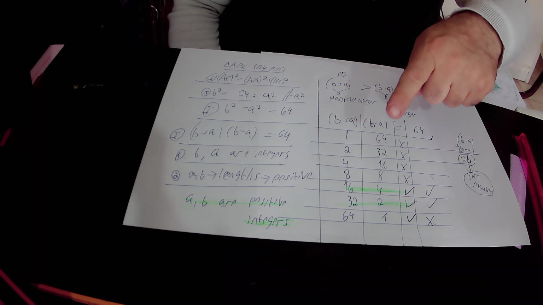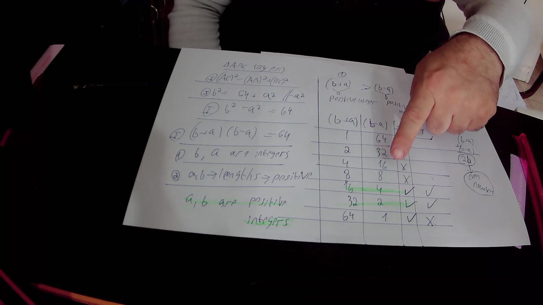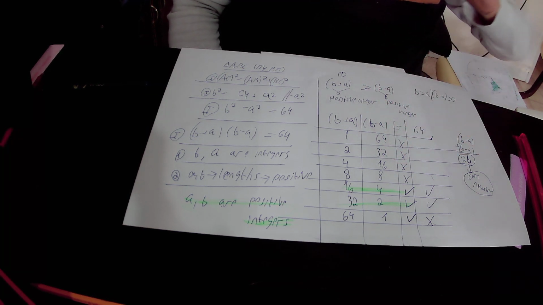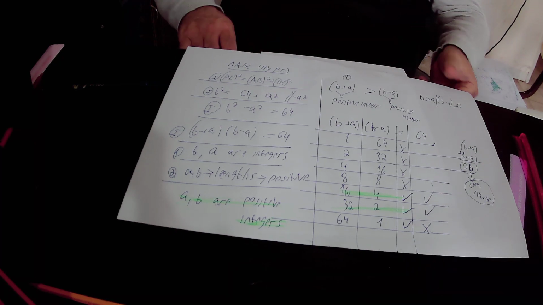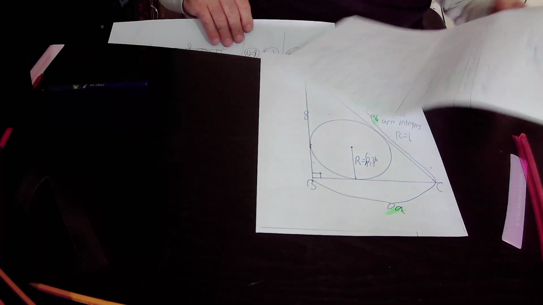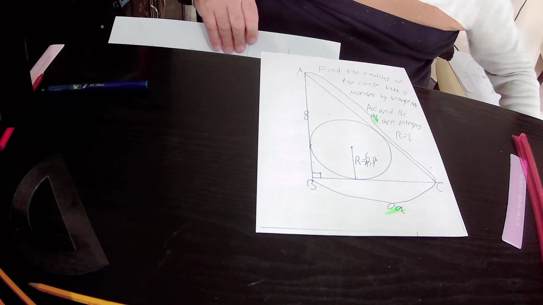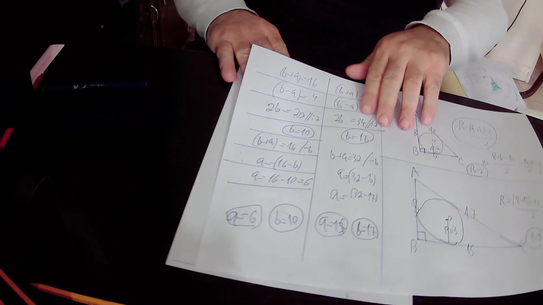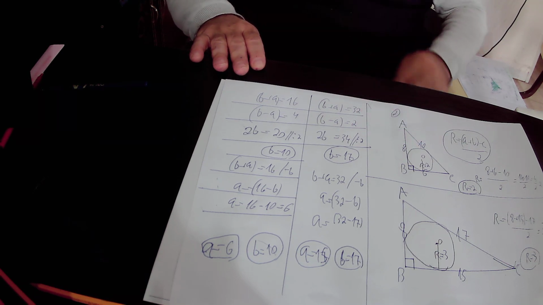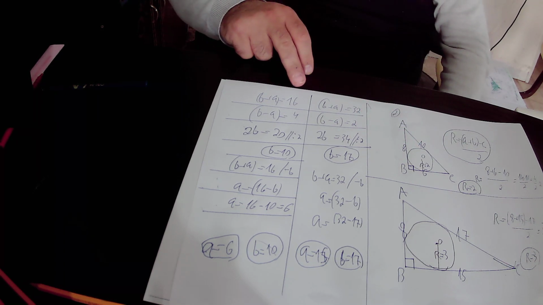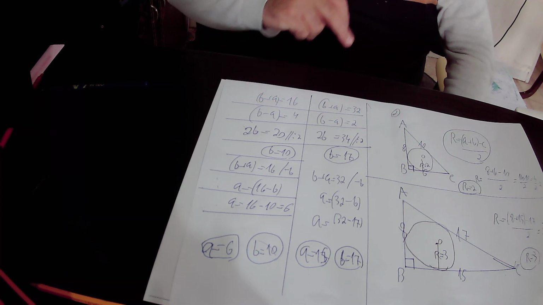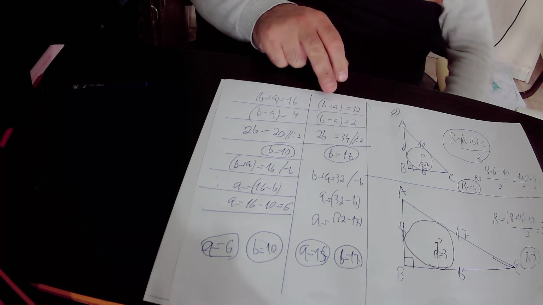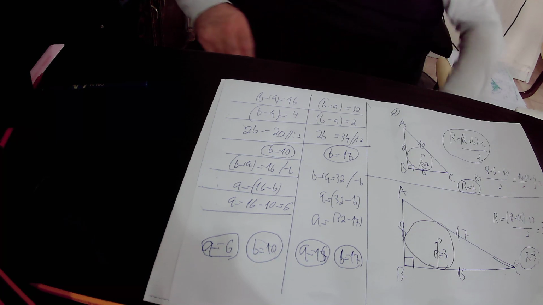either b plus a equals 16 and b minus a equals 4, and we have the other solution that b plus a equals 32 and b minus a equals 2. Okay? So we write down the two solutions. According to the first solution, b plus a equals 16 and b minus a equals 4. And according to the second solution, b plus a equals 32 and b minus a equals 2.